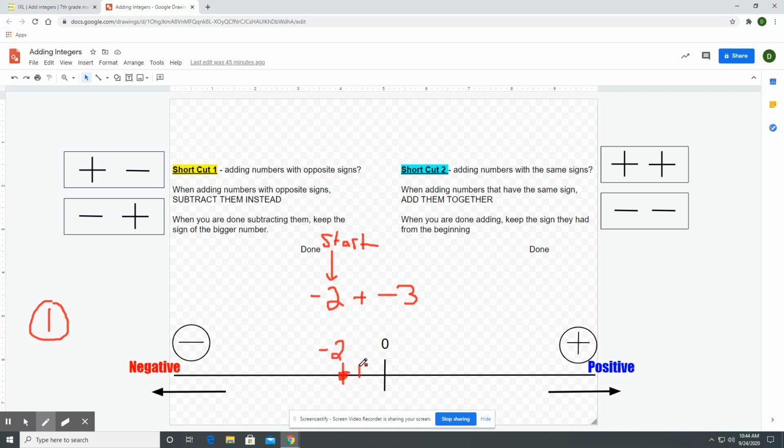Going to draw a little dot here. Plus -3. Well, if it's -3, are we going in the positive direction or in the negative direction? Well, it's negative, so in the negative direction.